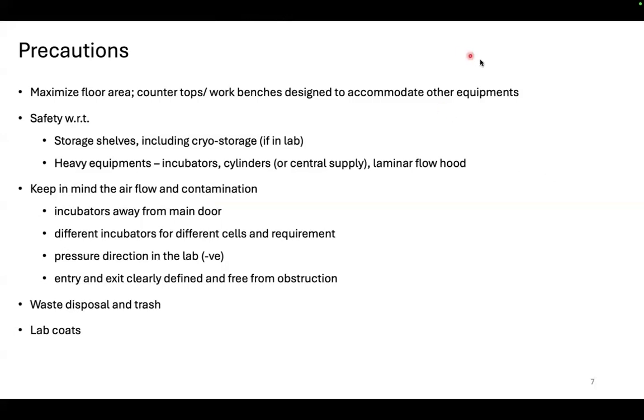Now let's talk about incubators. Let's say all the cells that everybody in a particular lab works with need 37 degrees Celsius and 5% CO2 to grow. But say I'm working with pure human cells, not doing any infection on them, and my colleague is working on a bacterial infection on human cells. They also want 37 degrees and CO2, and I want the same.